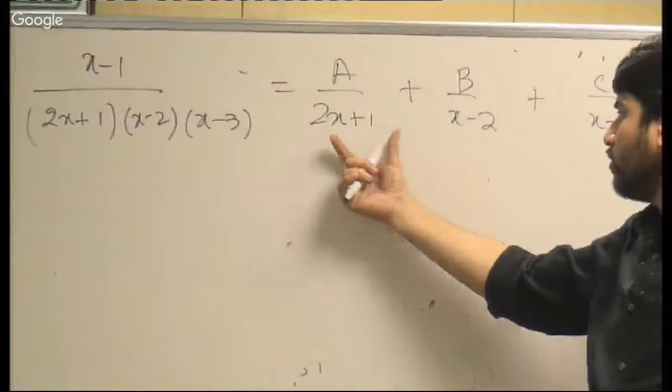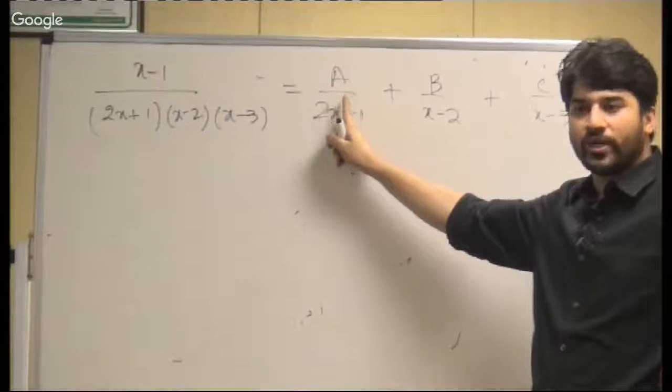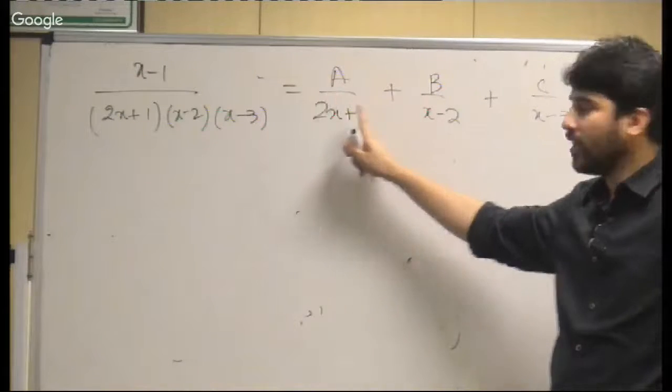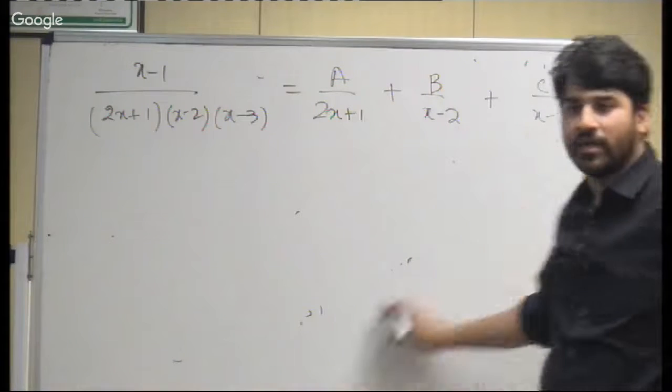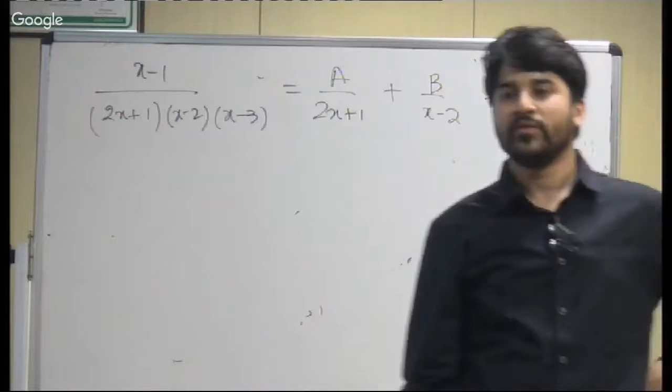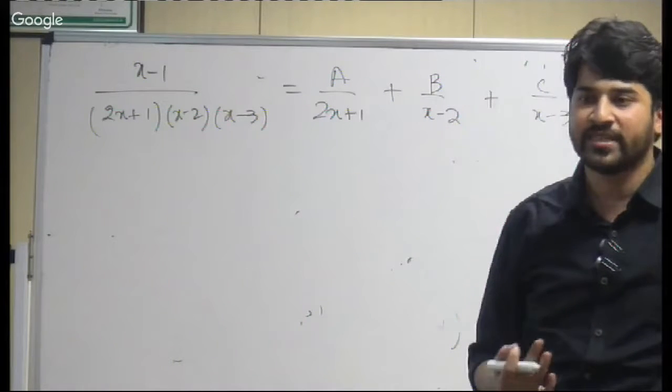Now, since I know this, I can easily integrate. It will be a into ln|2x plus 1|, a by 2 obviously, plus b ln|x minus 2| plus c ln|x minus 3|. We have already arrived at the answer, but we haven't yet found what my a, b, c are. So it's very necessary to find a, b, c. They will be constants.